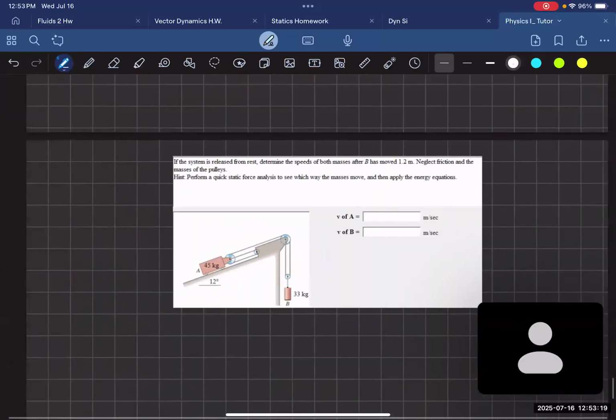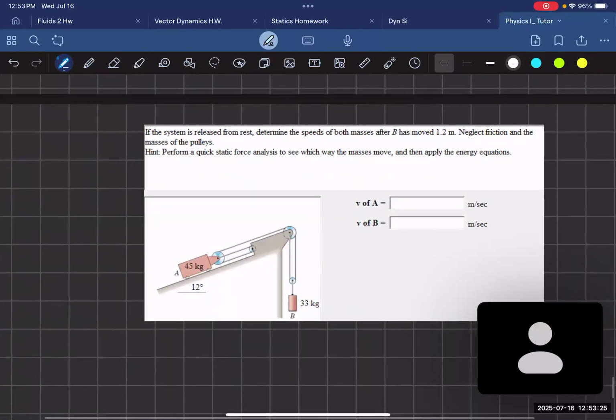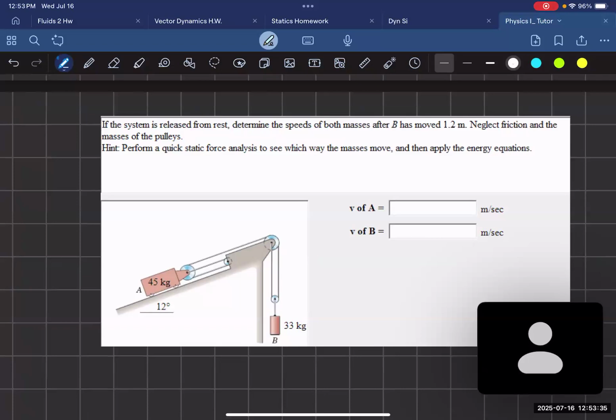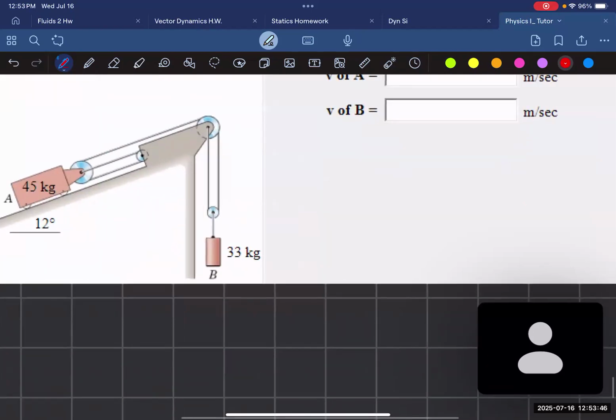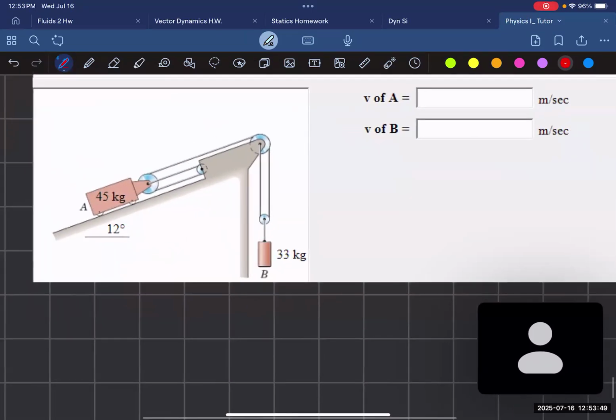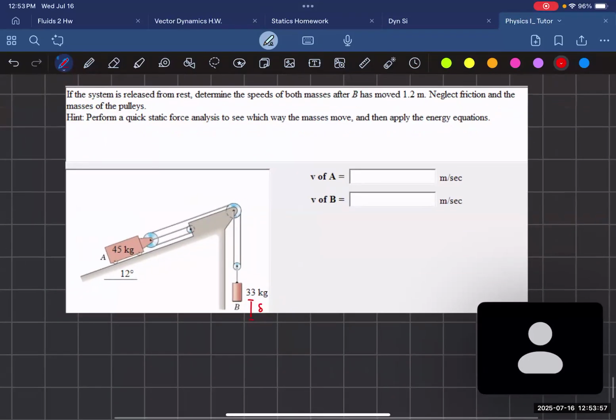Hey guys, I couldn't make it in person to this session, so I'm gonna record a video of myself solving one of my favorite problems using work and energy, right? So the problem is basically you have these two masses. We're gonna name them, or they're already named A and B, and after B has moved down delta amount, we're to find the velocities of both of these boxes.